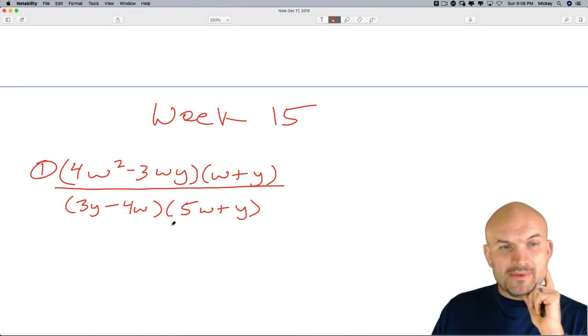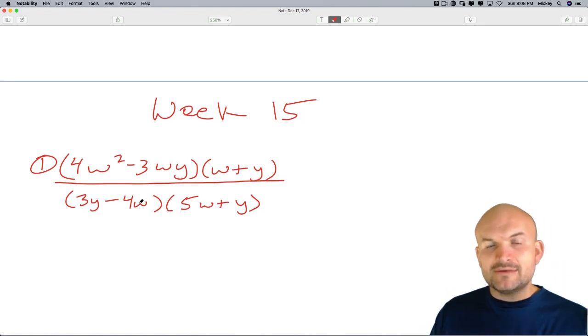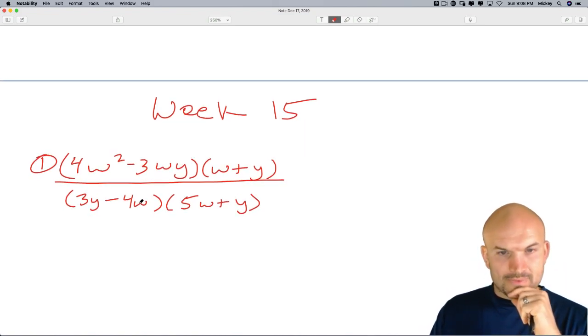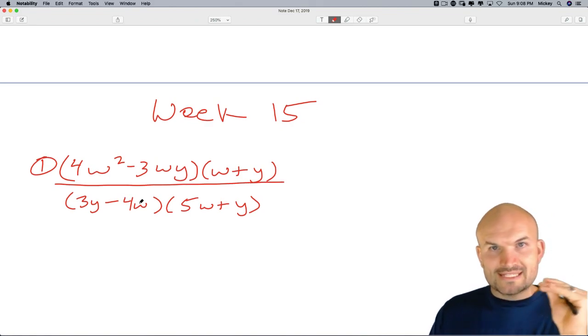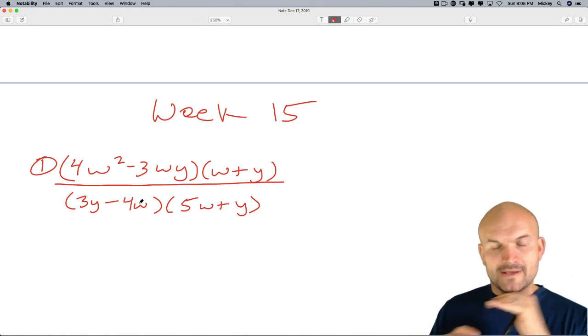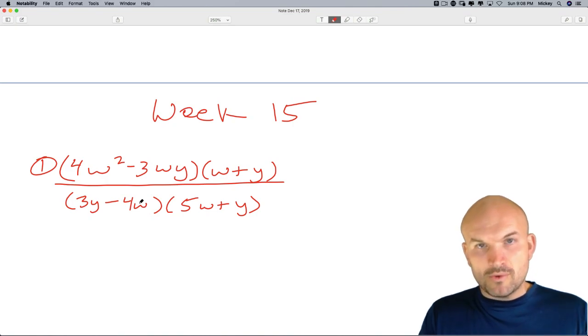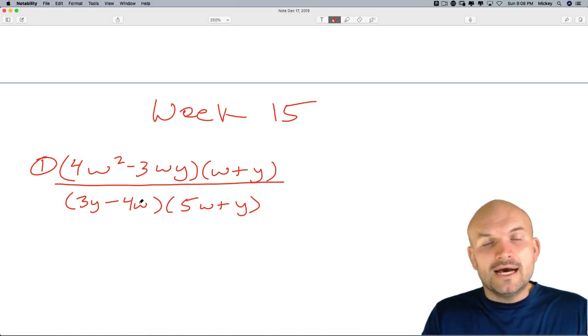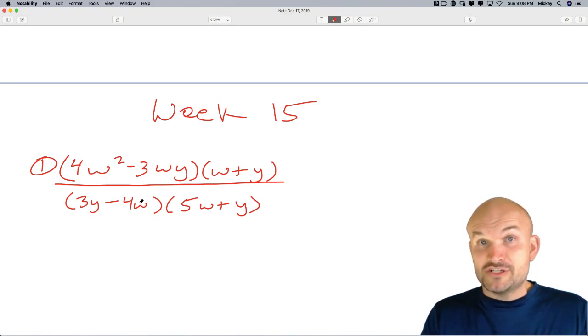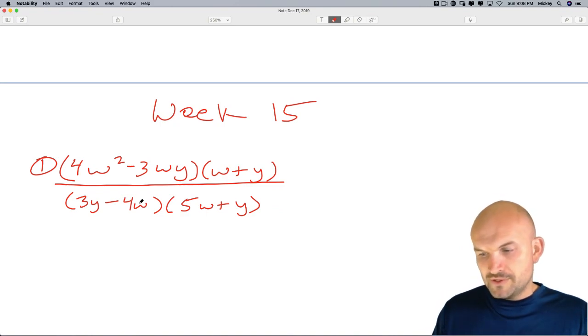All right, so on the first problem, looking into simplifying, the main thing we want to do is understand that we want to write something in factored form, all right? And when we have something in factored form, we can apply what we'll call the division property. So let's go through it.